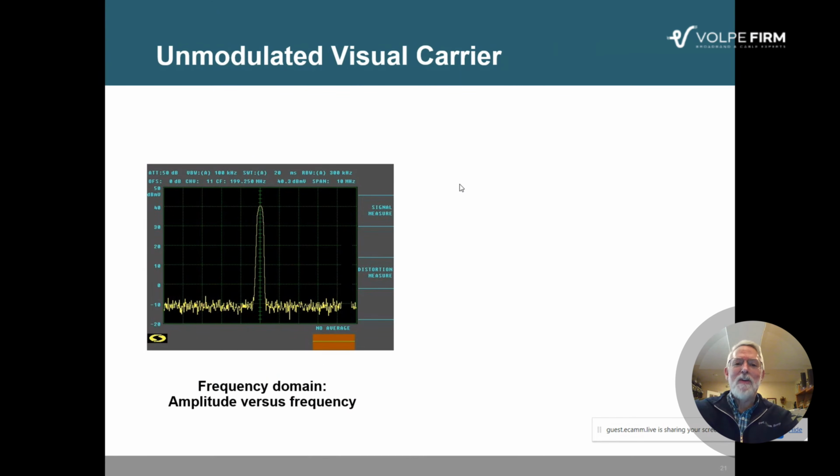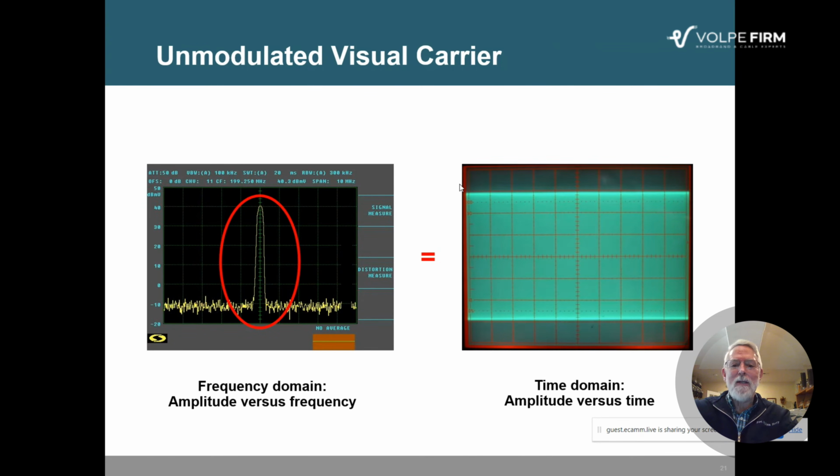All right. Now let's continue our look at visual carriers. And I know that most cable operators have replaced their analog TV channels with digital signals, but there's still some analog TV channels out there. So let's consider a spectrum analyzer view on the left side of this slide here of a CW carrier. So this is the frequency domain. We see amplitude in the vertical axis and frequency in the horizontal axis.